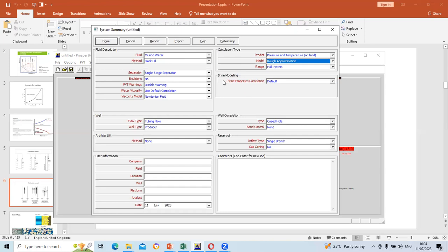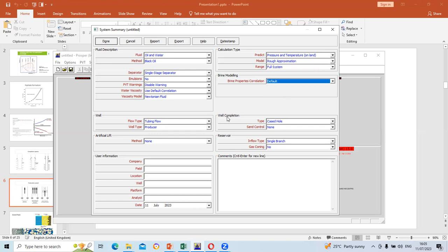Then we come to our brine modeling. How do you want to model the salinity? Do you have a value for it, or do you want the system to correlate and obtain the value of the salinity based on the input data? We are just going to leave it as default because we are going to input the salinity. If not, you can use this correlation to calculate the salinity.